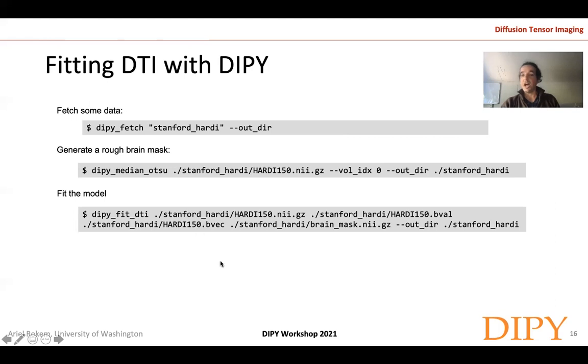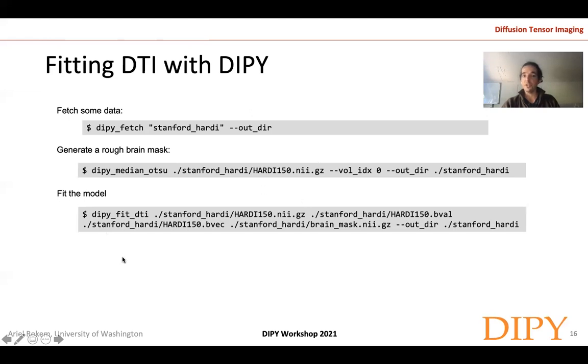In order to fit DTI, we require that a mask be present. So we are going to use median Otsu. This is a brain mask or brain extraction algorithm. We run that on the data that has just been downloaded. We give it the volume index 0, and we also say where we would like to put the brain mask, and we put that inside of the directory that was created in the first fetching operation.